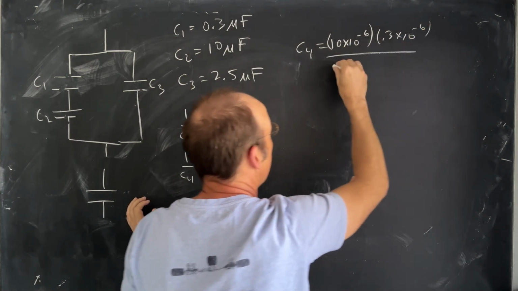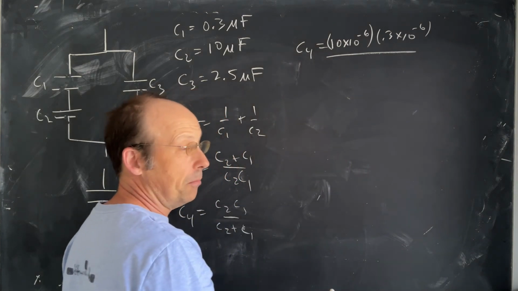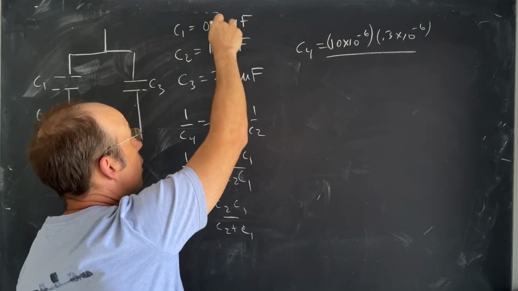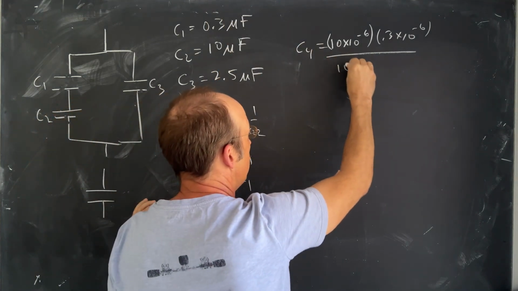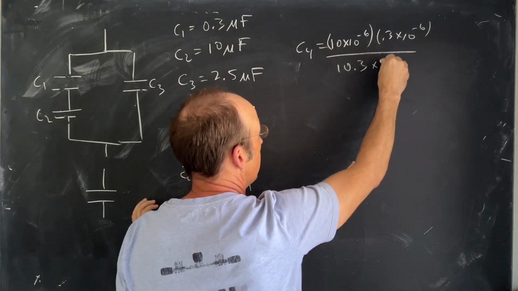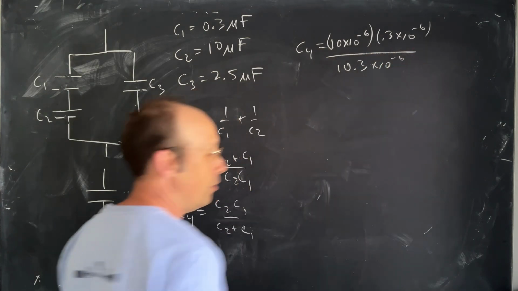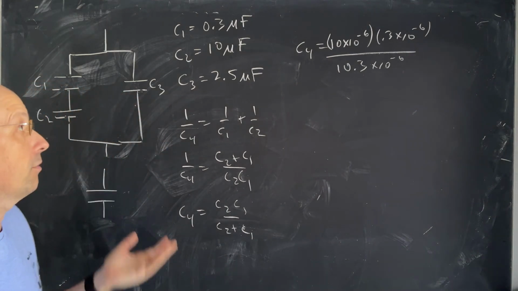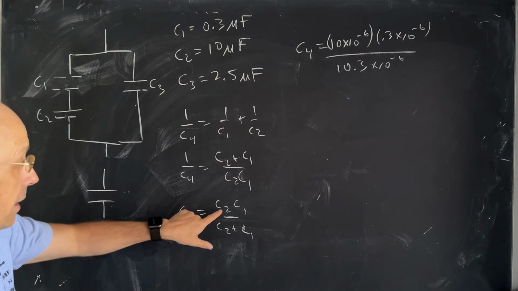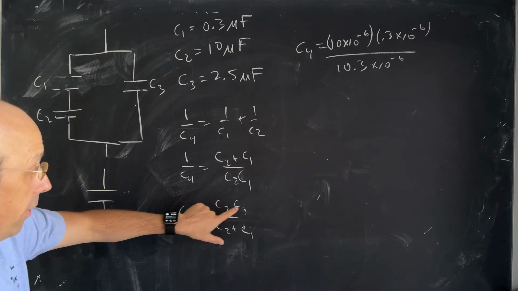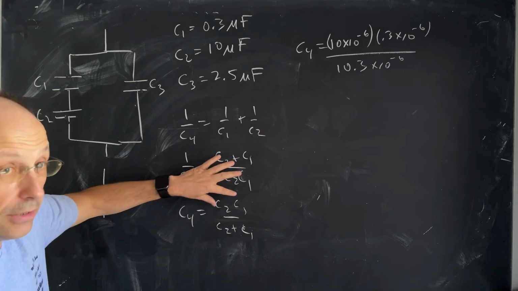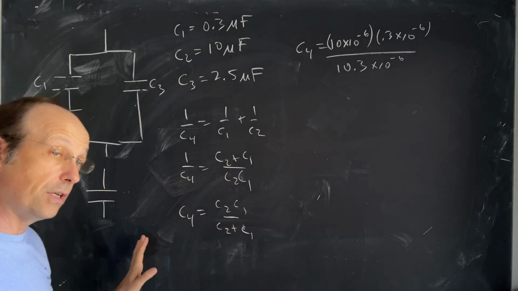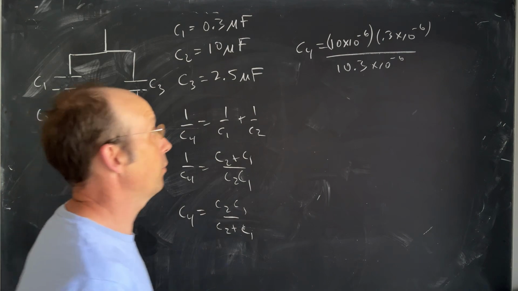And then I'm going to go ahead and add them because they have the same unit over here. So 10 plus 0.3 is 10.3 times 10 to the negative 6. You can do that, right? I can do stuff like that. Notice that in this case, that's farads over farads, so I get farads squared on the top divided by farads. I do get farads. The units do work. That's always a good thing to check.